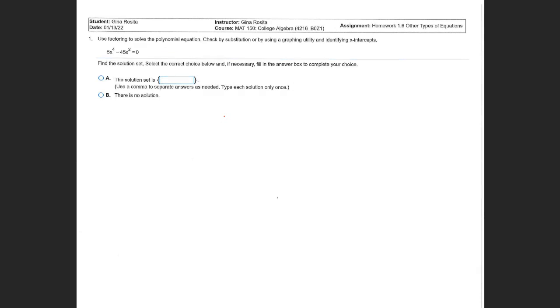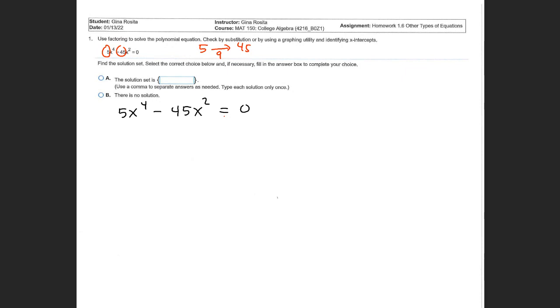Look at the coefficients, 5 and 45. Look at 5 going into 45. Yes, so 5 times 9 equals 45. Okay, now I will write it down again. 5x to the fourth minus 45x squared equals 0. Remember that? 5 going into 45? Yes. So we can find the GCF.